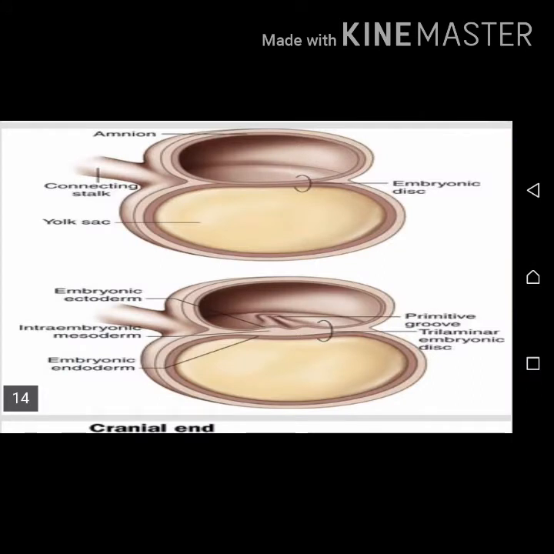So guys, as a result of gastrulation, the bilaminar embryonic disc consisting of epiblast and hypoblast becomes converted into a 3-layered structure called the trilaminar germ disc. All tissues and organs of the human body are derived from these 3 layers.